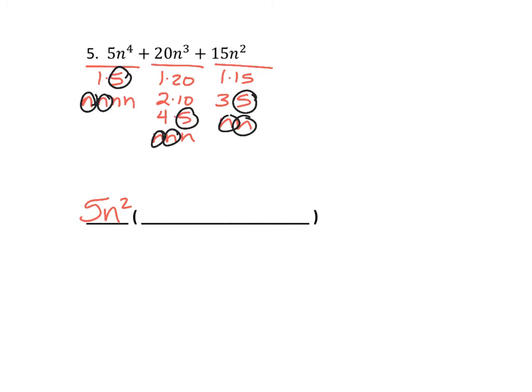That is what we're going to factor out. That's what we're going to divide by. Plus 4n. So every single piece gets divided by that. 5n to the 4th plus 20n cubed plus 15n squared. That's what I started with. Each piece gets divided by 5n squared, which is my GCF.